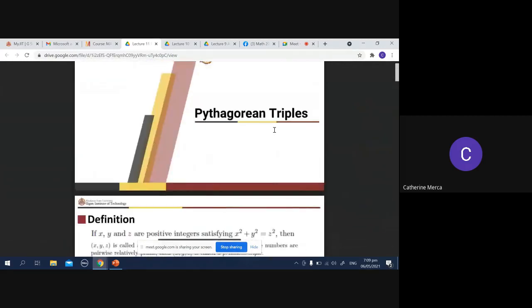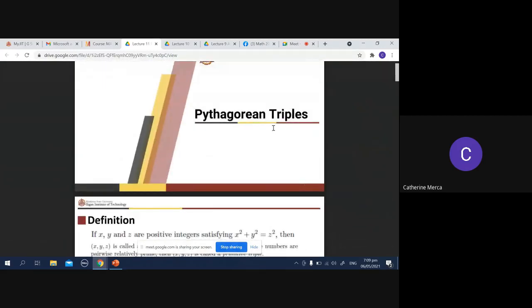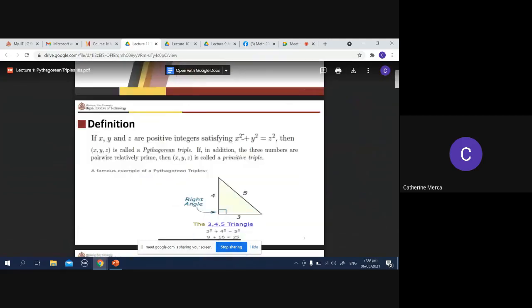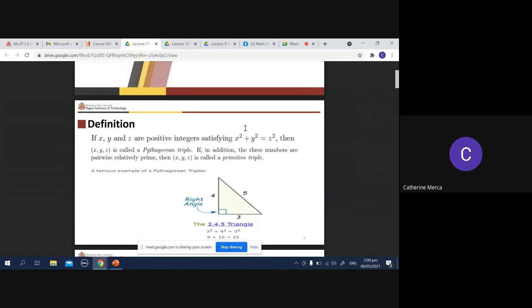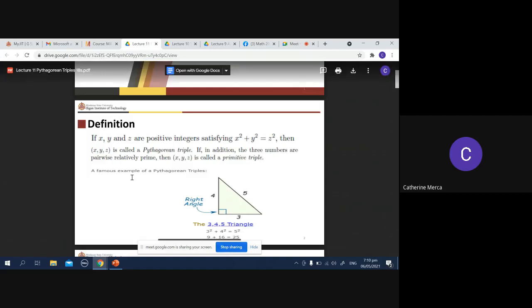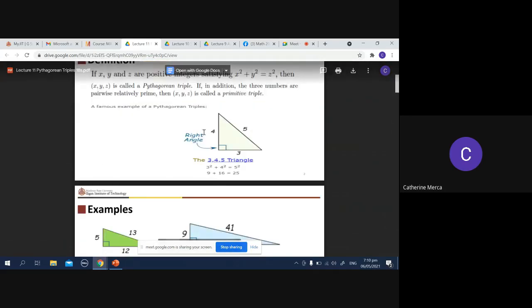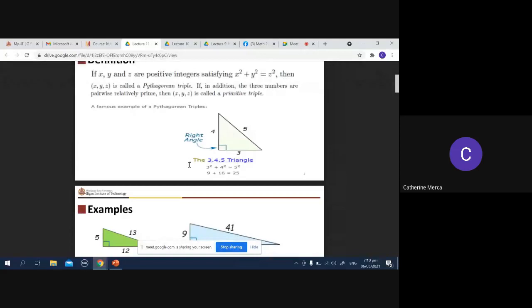Let me just go through your Pythagorean triples. What are Pythagorean triples? You are familiar with your Pythagorean theorem, right? So if x, y, and z are positive integers satisfying x squared plus y squared equal to z squared, then (x, y, z), in parentheses, is called a Pythagorean triple. An example of a Pythagorean triple is 3, 4, 5. Why? Because you can rewrite it as 3 squared plus 4 squared equals 5 squared.